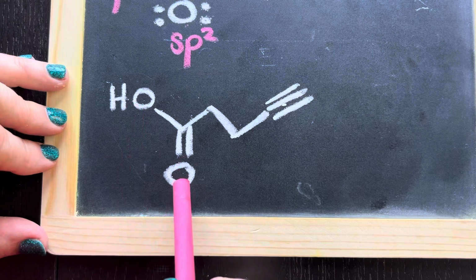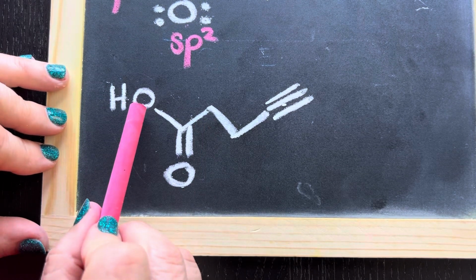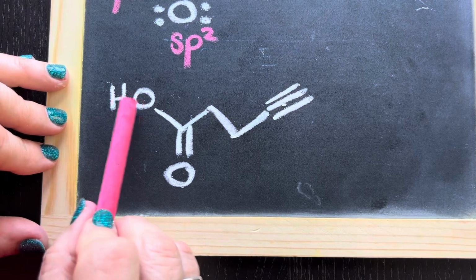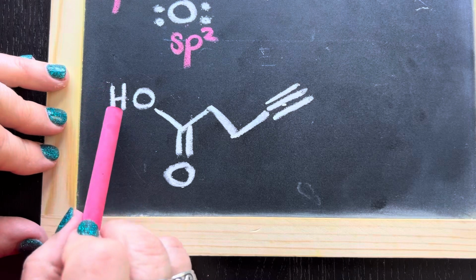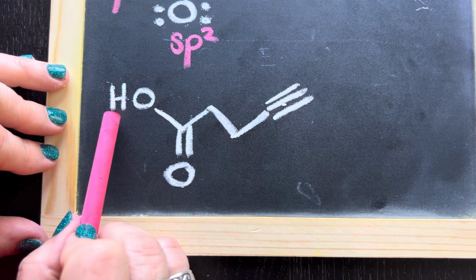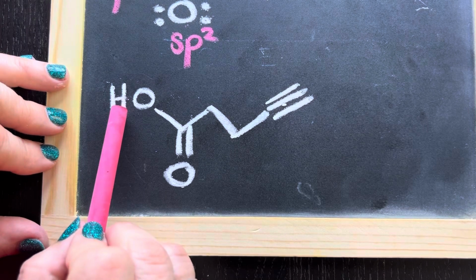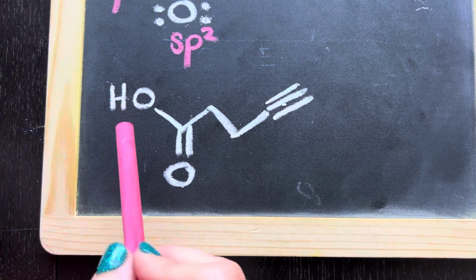By virtue of having this oxygen here alongside this oxygen, it weakens the bond between the oxygen and the hydrogen, making this hydrogen acidic, meaning that this oxygen-hydrogen bond is weaker than usual, and this is a carboxylic acid.